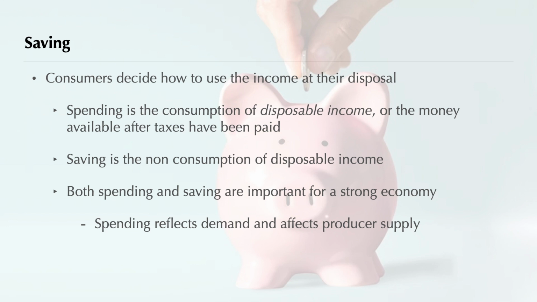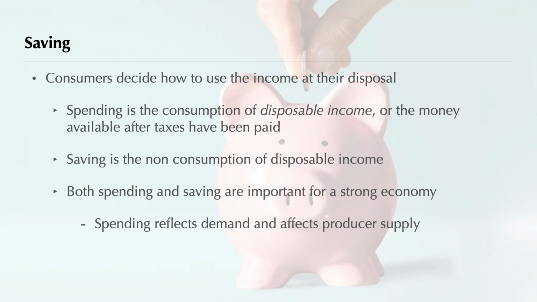In a free enterprise economy, business owners can choose how to organize their companies, and workers can make choices about how to use their labor. Similarly, consumers have an important choice to make: how to use the income at their disposal. They may spend this income or save it, consume it or not consume it. Spending is the consumption of disposable income, money available after taxes have been paid. Saving is the non-consumption of disposable income.